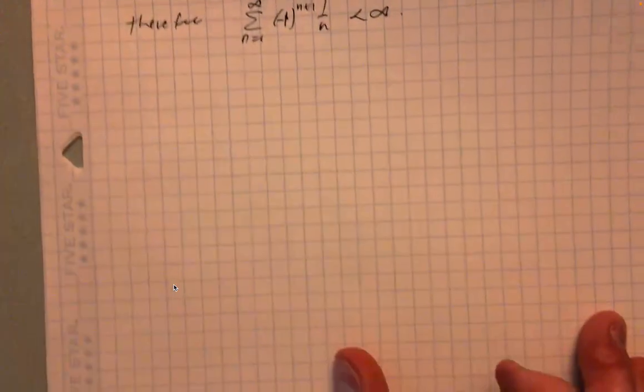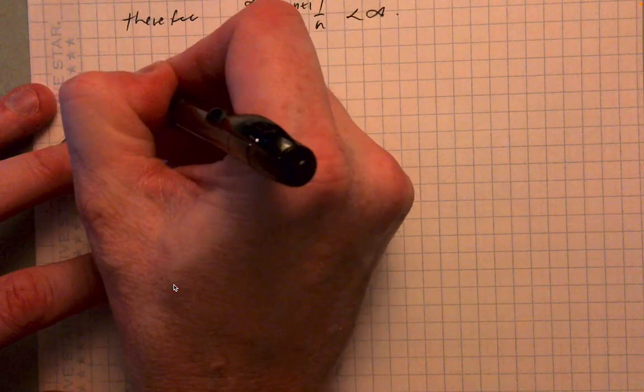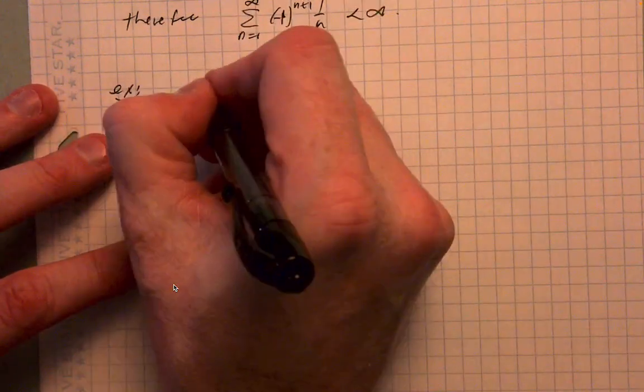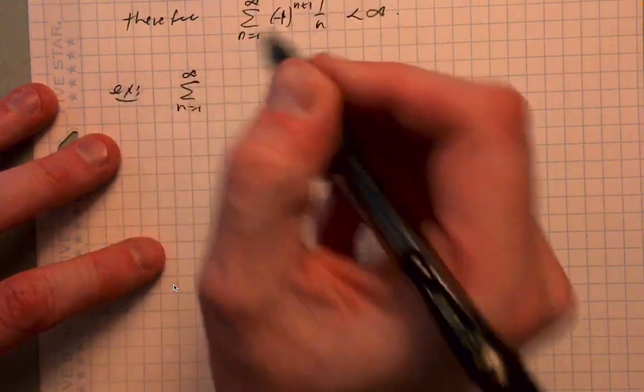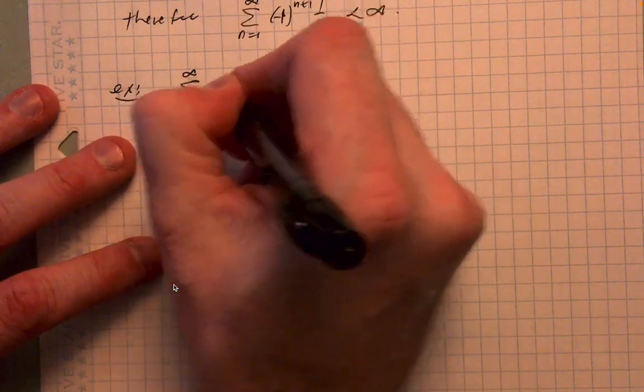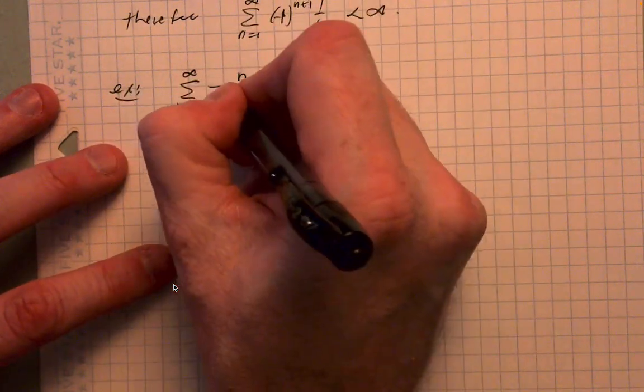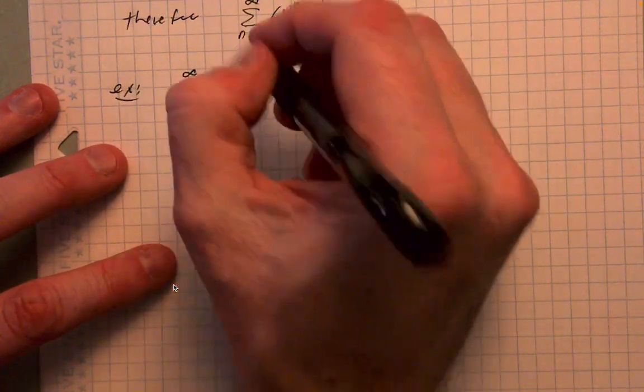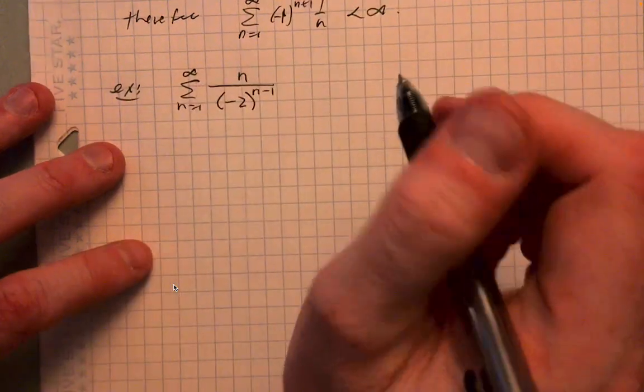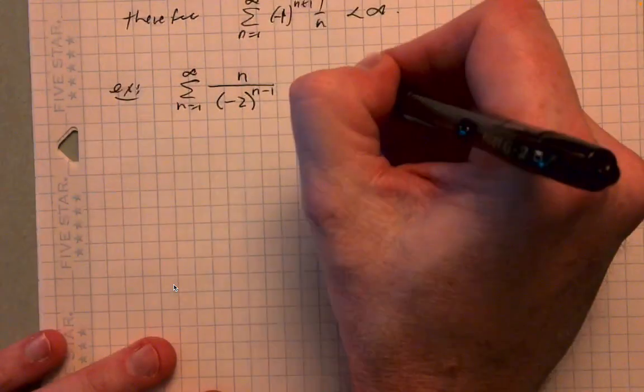Excellent. Here's another series let's talk about. The series is n equals 1 to infinity of n over negative 2 to the n minus 1 power. The question is, does this converge?